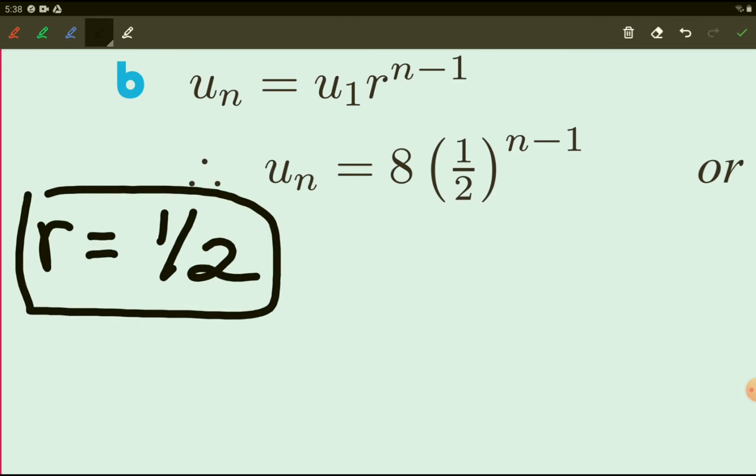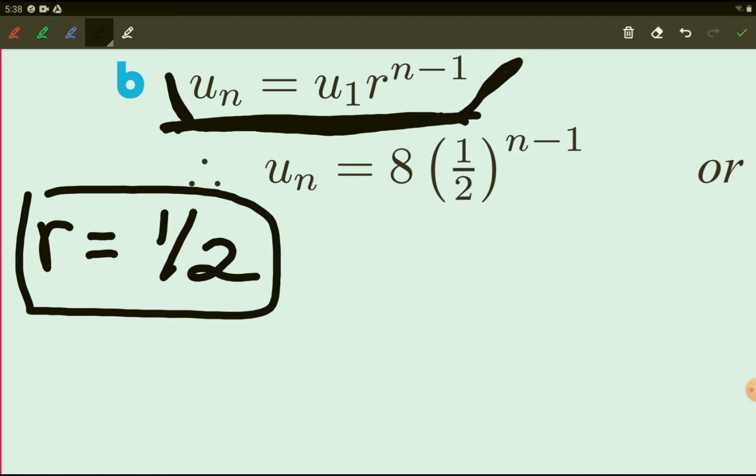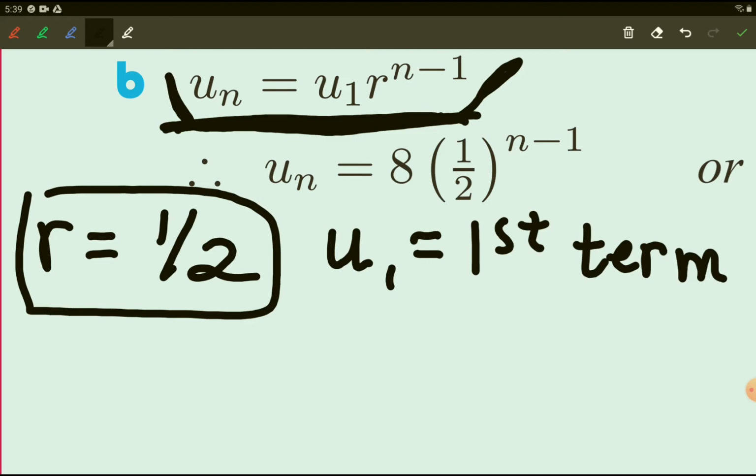So let's rewrite that. R is equal to 1/2. This is the formula, the geometric formula. This is the magic formula. Remember that U1 is the first term, whether algebraic, arithmetic or geometric. U sub 1 is always known as the first term. And they want to know what the general formula is.